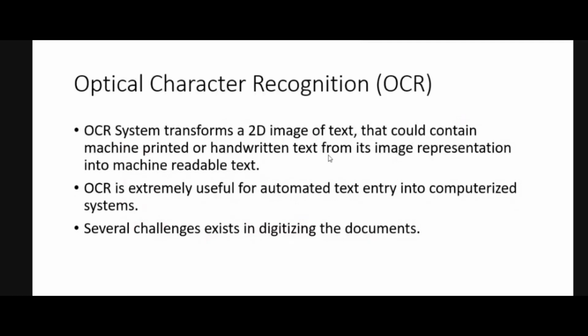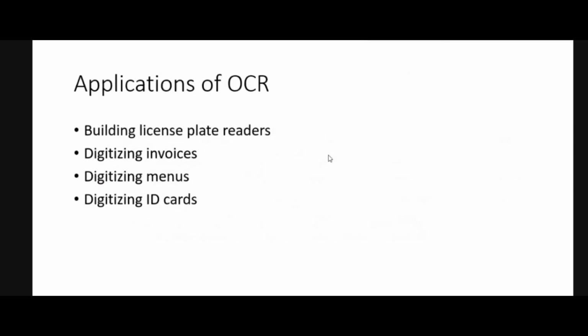An OCR system transforms the 2D image of text, which could contain machine printed or handwritten text, from its image representation into machine readable text. OCR is extremely useful for automated text entry into computerized systems. If you want to enter into these systems automatically, then it can be used. Several challenges exist in digitizing documents. Let's see some of the applications first before getting into the challenges.